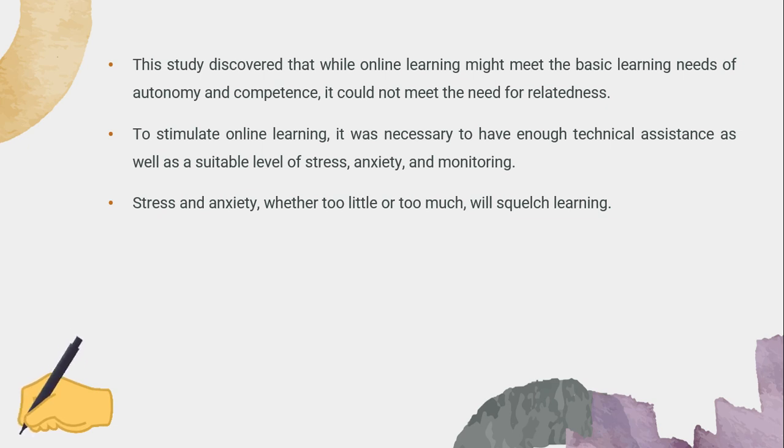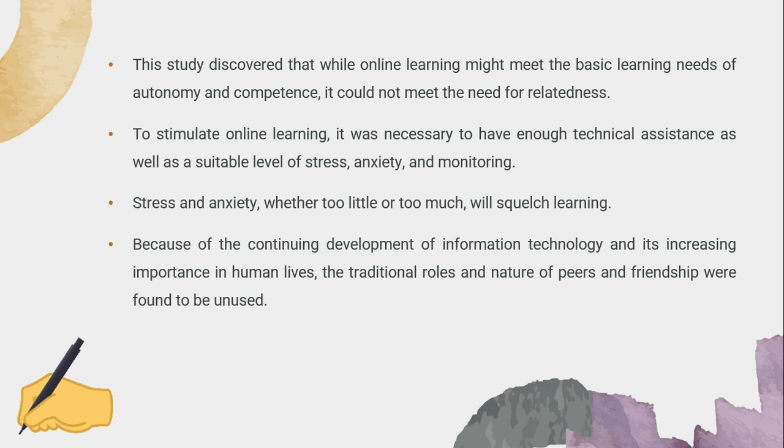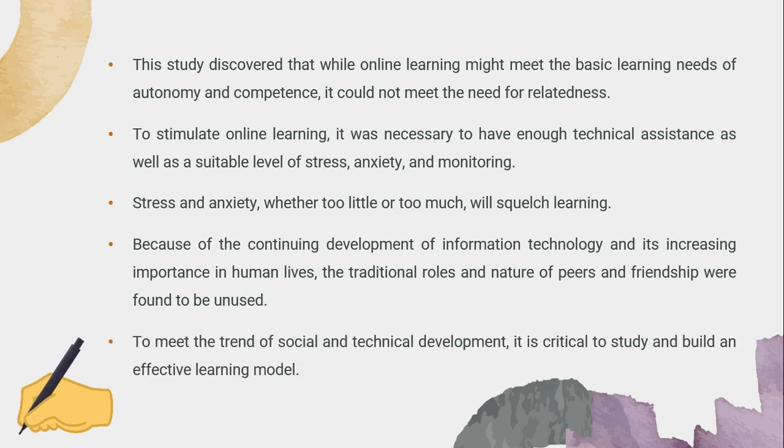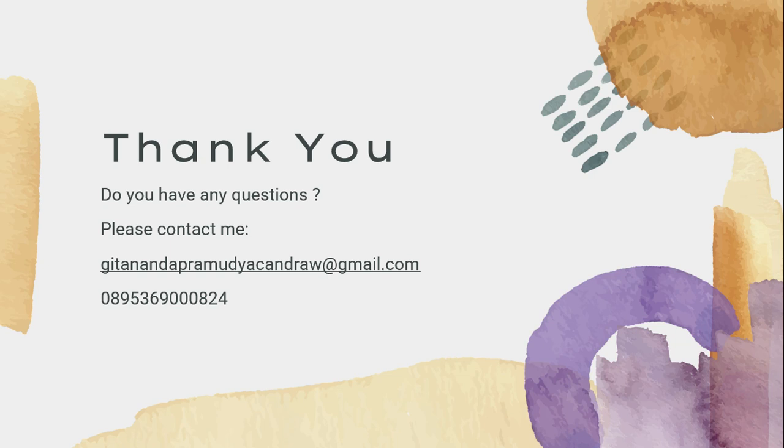Next, stress and anxiety, whether too little or too much, will squelch learning. So, because of the continuing development of information technology and its increasing importance in human lives, the traditional roles and nature of peers and friendship were found to be unused. And then to meet the trend of social and technical development, it is critical to study and build an effective learning model.